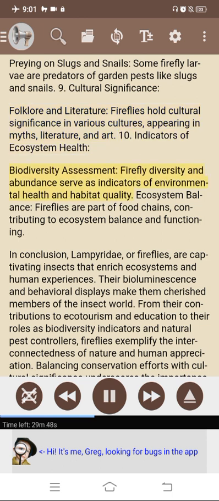10. Indicators of ecosystem health. Biodiversity assessment. Firefly diversity and abundance serve as indicators of environmental health and habitat quality. Ecosystem balance. Fireflies are part of food chains, contributing to ecosystem balance and functioning.